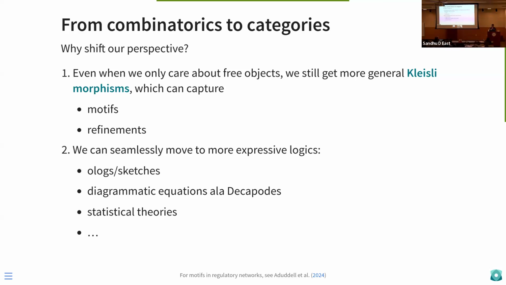So it's sort of natural to make this move, and I think we can gain a fair amount by doing it. In the first instance, even if we only care about the free objects, like we only care about Petri nets, we can still get a more flexible notion of morphism between them, which allows you to send, say, a single transition in your Petri net to a whole composite or string diagram of transitions in another one. And this sort of thing can be used to represent motifs, which are commonly recurring patterns. That's a word the biologists like to use. They can also capture a notion of refinement. So Shalley mentioned refinement in his talk.